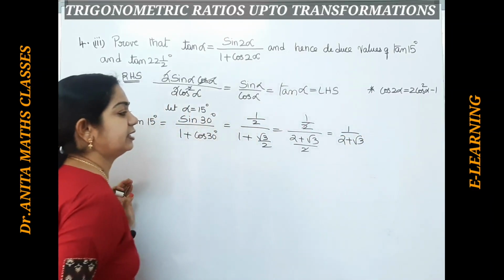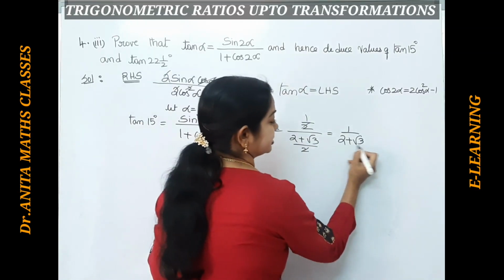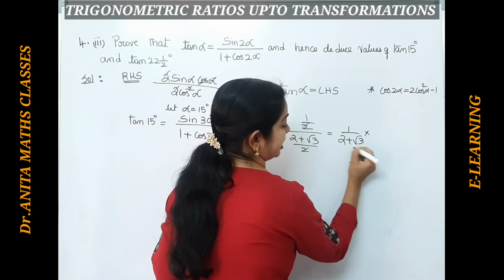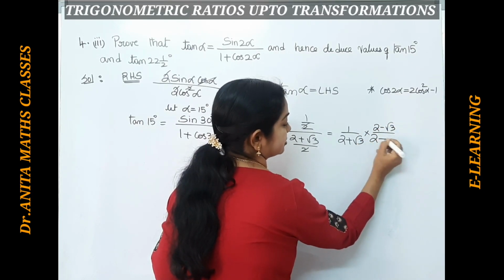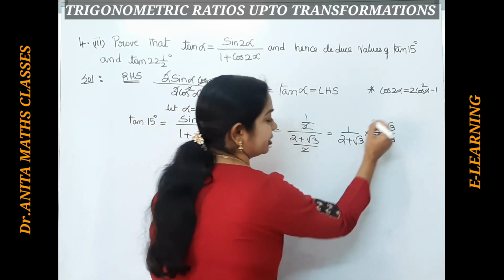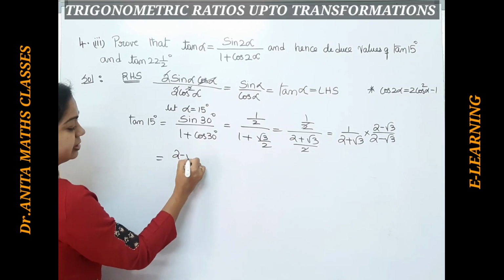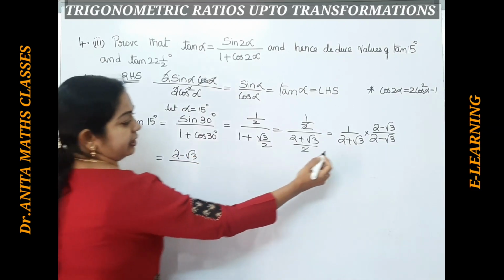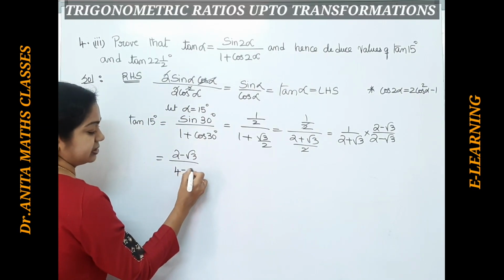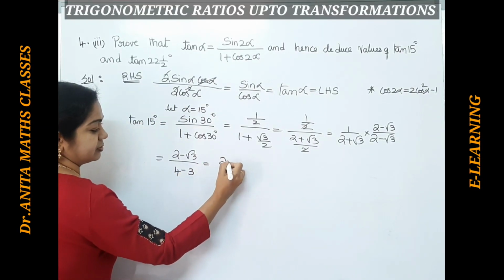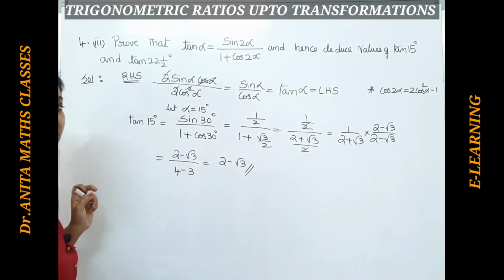Since it is a surd in the denominator, let us rationalize the denominator here. So I will rationalize the denominator: 2 minus root 3 by 2 minus root 3. Rationalizing the denominator with the conjugate, dividing and multiplying with the conjugate. So that is 2 minus root 3 divided by a plus b, a minus b, which is a square minus b square. So 4 minus 3 here. So this becomes 2 minus root 3, the final answer of tan 15 degrees.